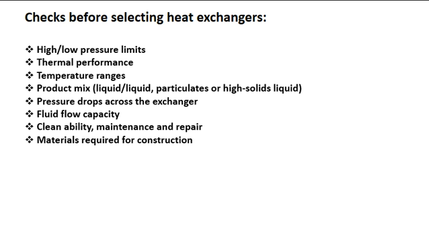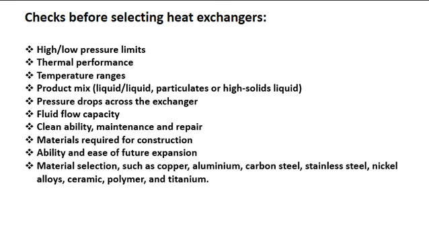repair, materials required for construction, ability and ease of future expansion, material selection such as copper, aluminum, carbon steel, stainless steel, nickel alloys, ceramic, polymer and titanium. So these are the points which we need to keep in mind before using a heat exchanger.